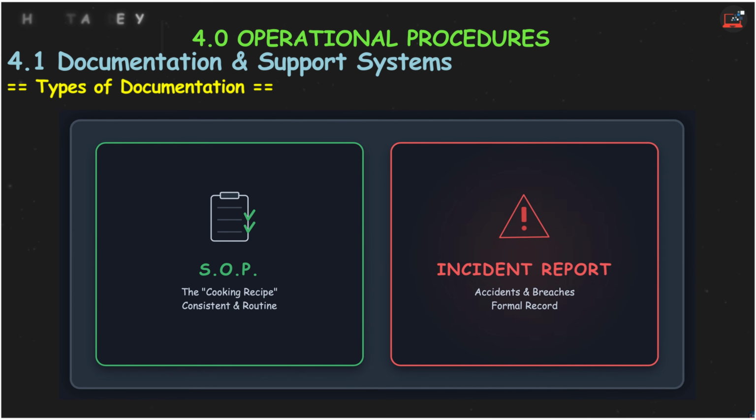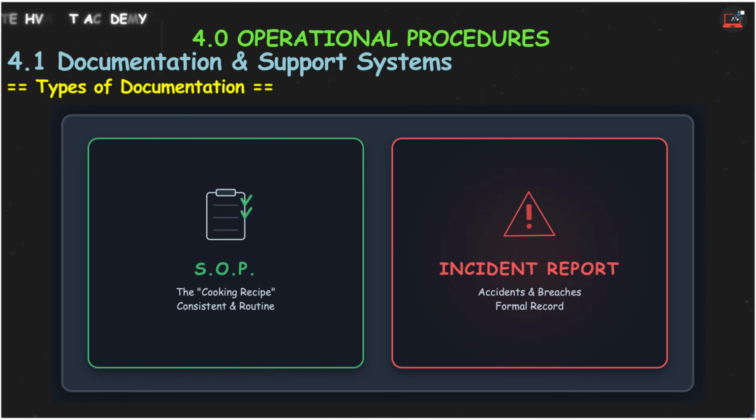Now let's look at the rule books. For routine tasks, we use SOPs, Standard Operating Procedures. Think of an SOP as a cooking recipe. If every technician follows the recipe, the result is consistent every time. But when things go wrong, like a security breach or an accident, we file an incident report to create a legal history of the event.